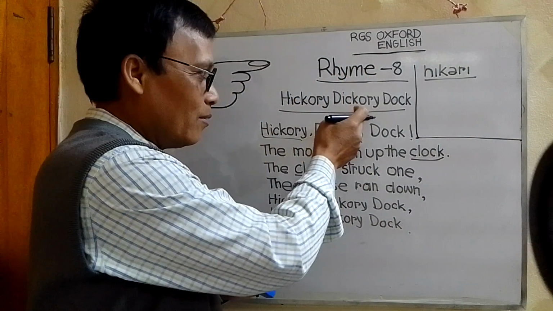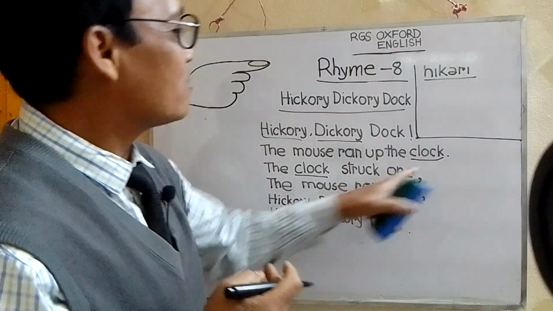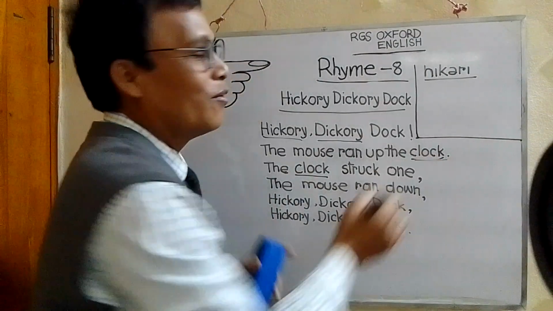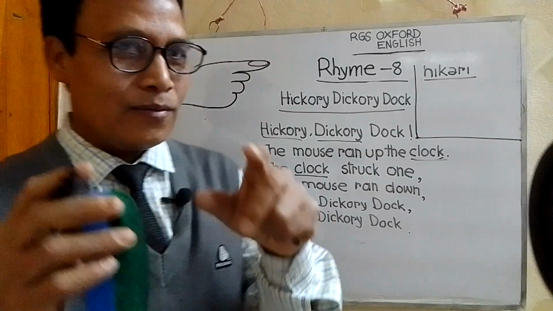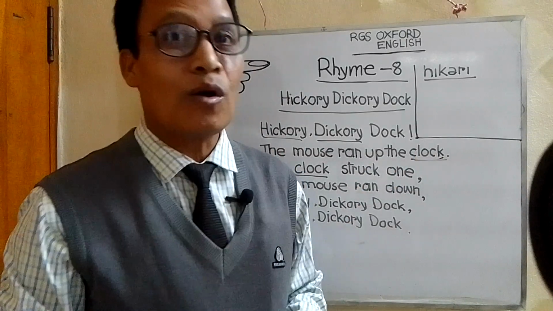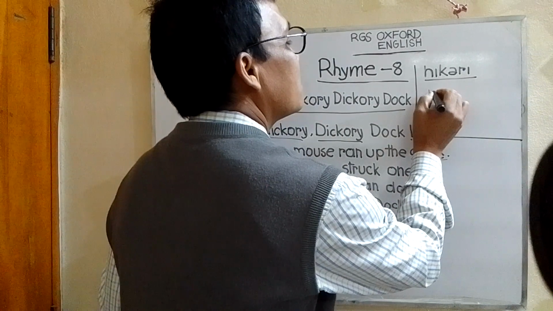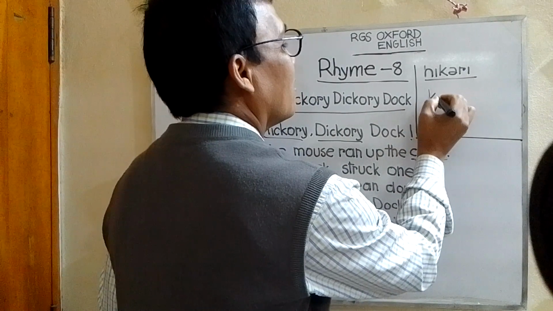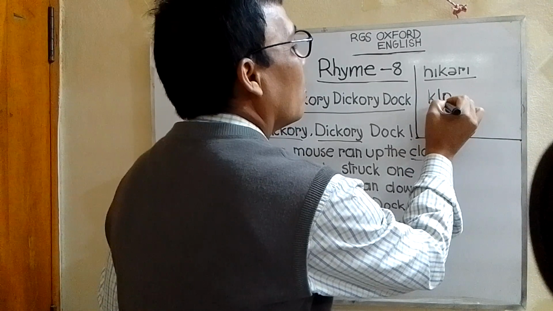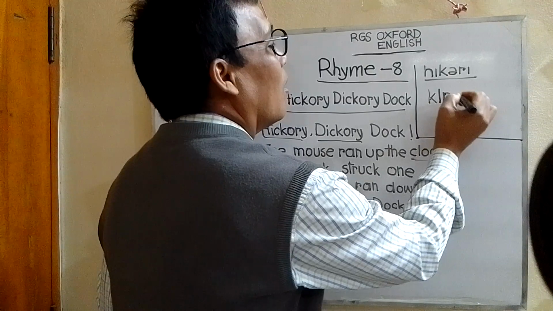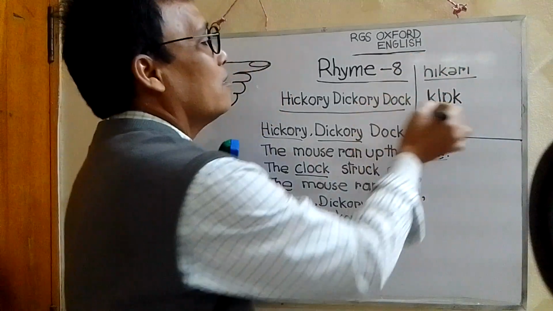And in the same way, Dickory. Hickory, Dickory. And you see the clock. We pronounce this clock. Somebody pronounces it cloak. It is clock. This is K, L, and O. This is O. Ha. This is clock. This is the symbol.